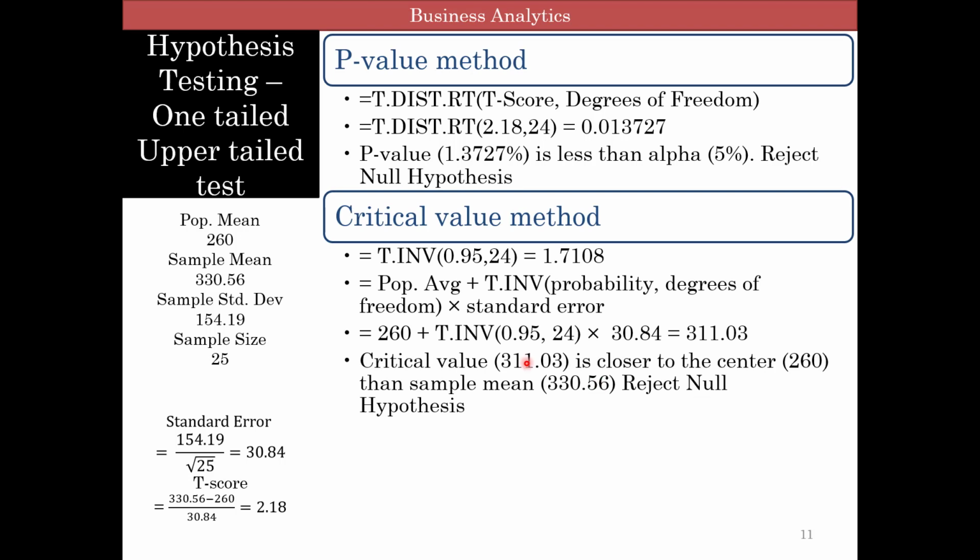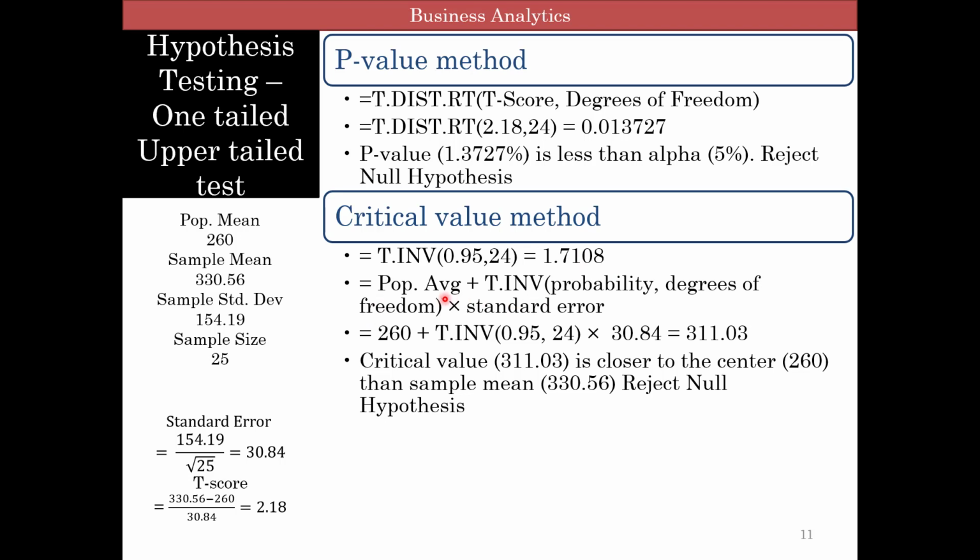Critical value method, you're going to use t.inv. You're not going to use 97.5. It's 1 minus 0.05, which is 95%. So your t-score, your t inverse is 1.718.